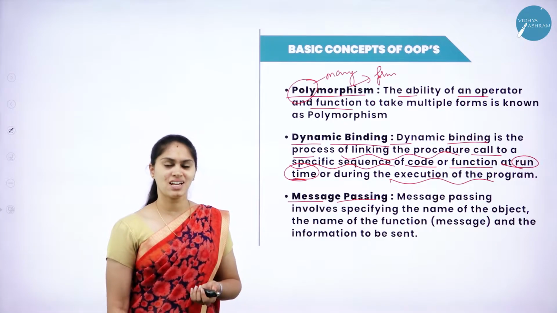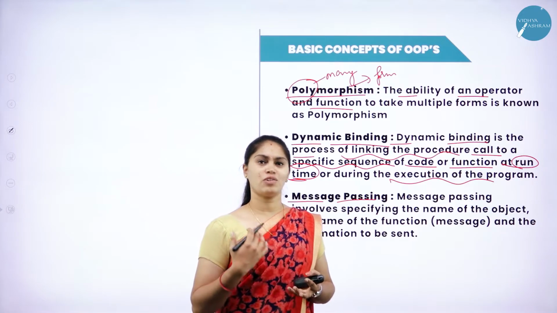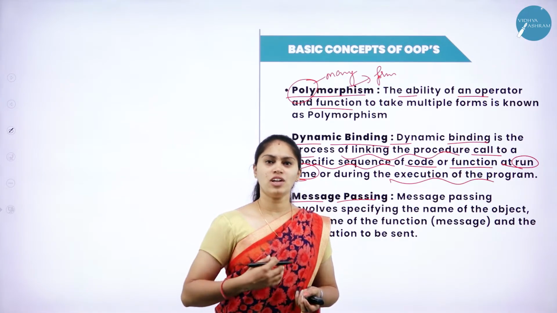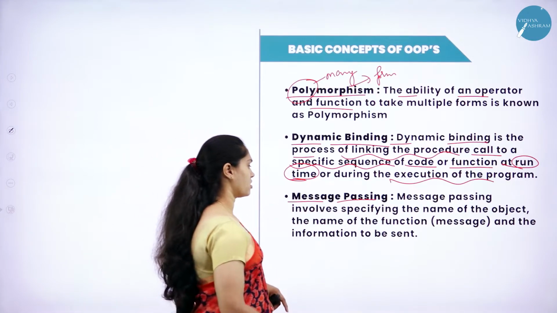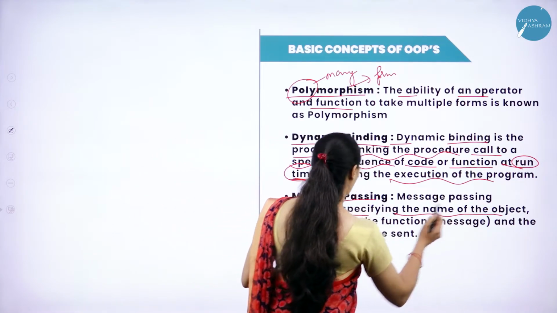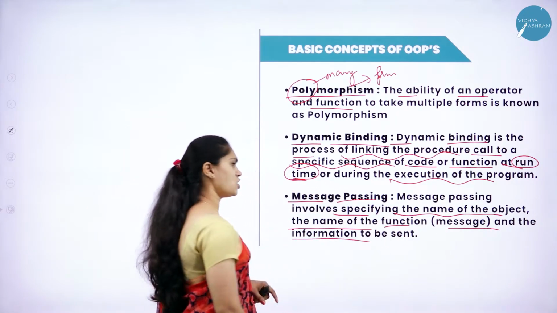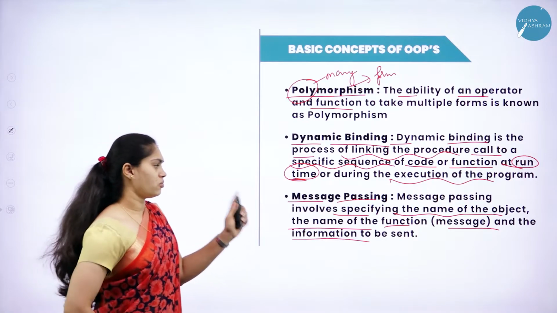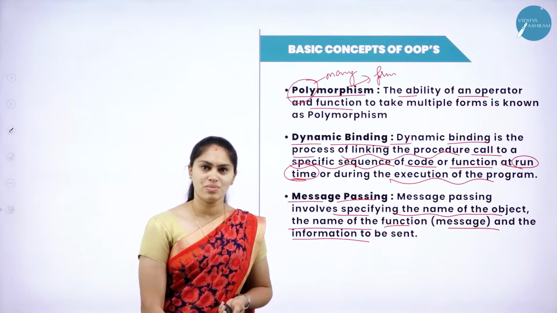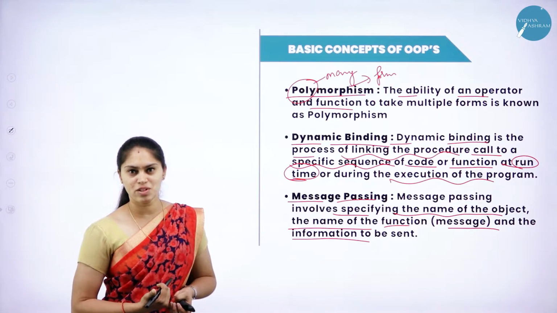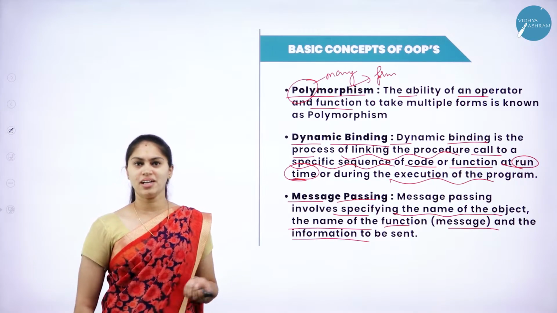Message passing is used in order to send values, or to send the name of an object. I want to send some parameter, I want to tell the object what needs to be done. That is what message passing is all about. It will specify the name of the object, the name of the function, and the content, that is, the information that needs to be sent. That will be sent as a message from one object to another object. This is regarding the concepts, or characteristics, of object-oriented programming.